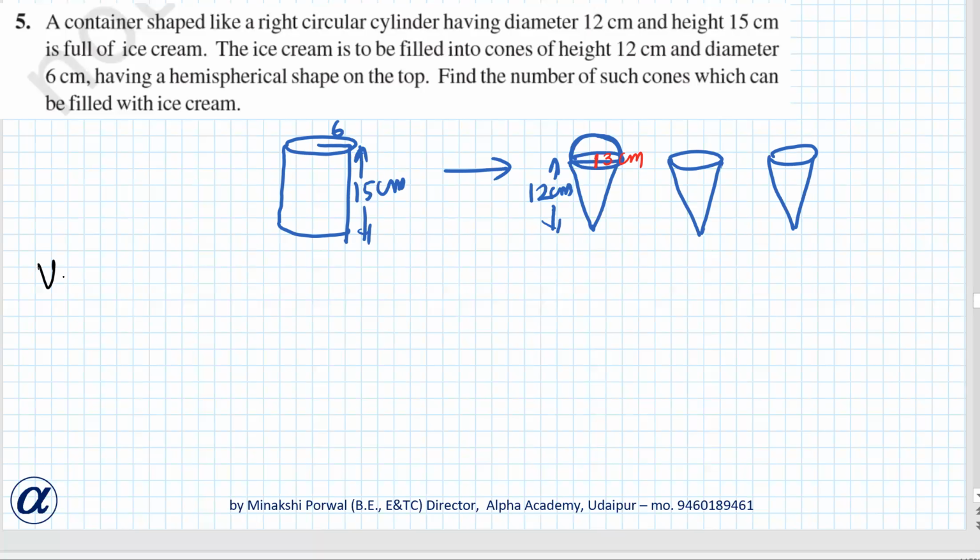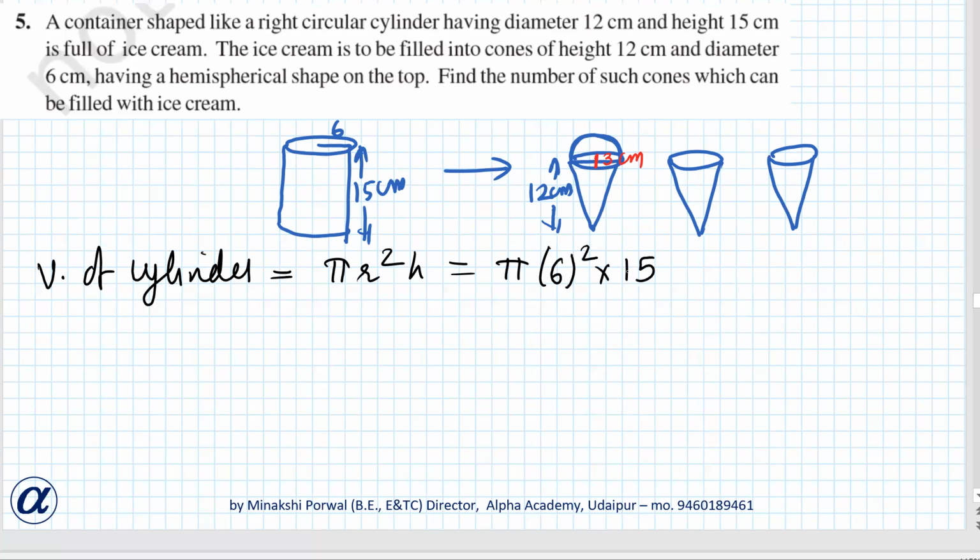First of all, volume of cylinder is equal to pi r square h, that is equal to pi r square, that is 6 square, into h is 15. So we'll keep this as it is this way only, because we have to equate this volume of cylinder to volume of cone. Let n such cones be filled.